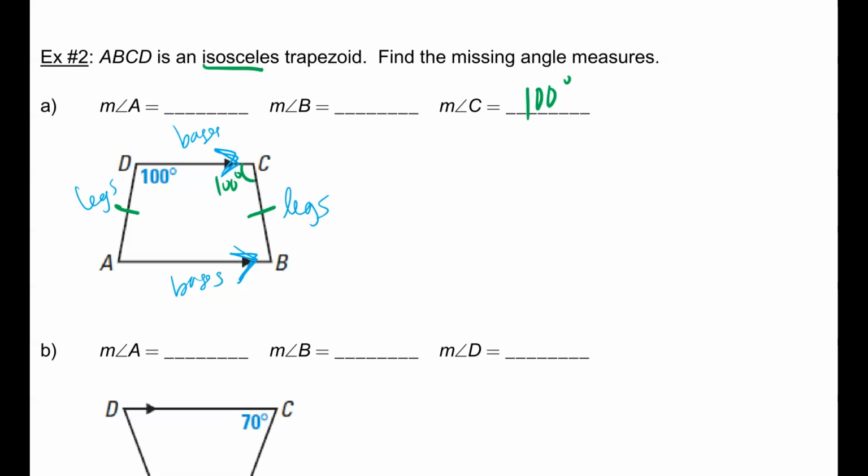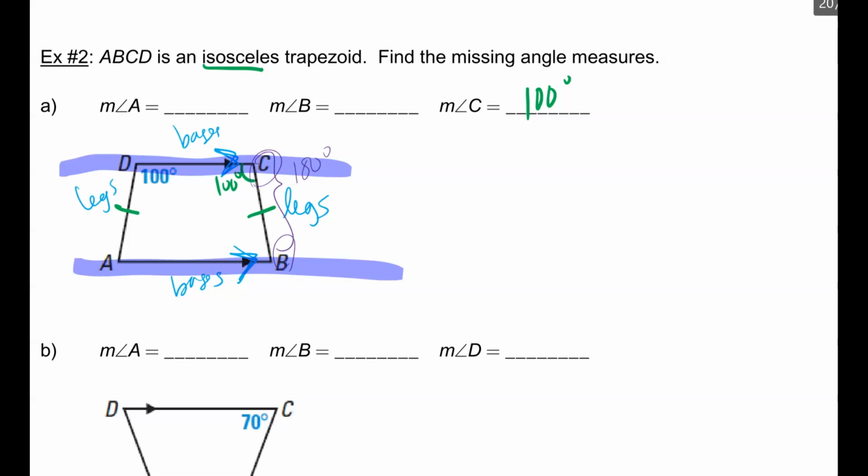All right, let's see. We know that the consecutive, right, these two angles, C and B, have to add up to 180. They're same side interior. How do I know that? Well, here are my two parallel sides cut by a transversal. That means that these two same side interior angles will have to add to 180. Since they add to 180, I take 180 minus 100. I'm left with 80 degrees. So B is 80 degrees.